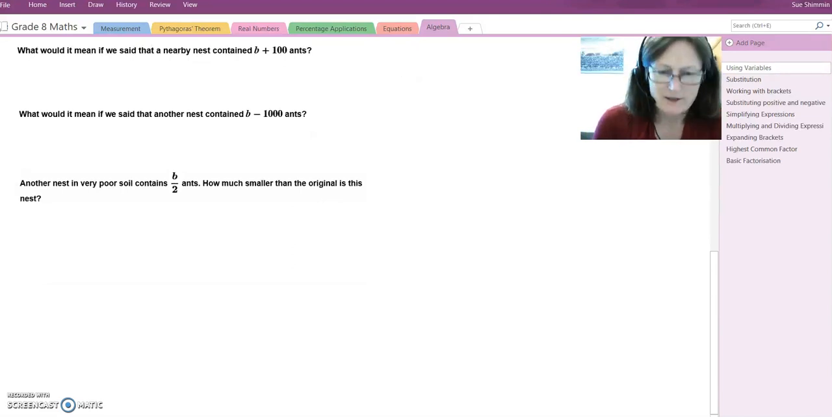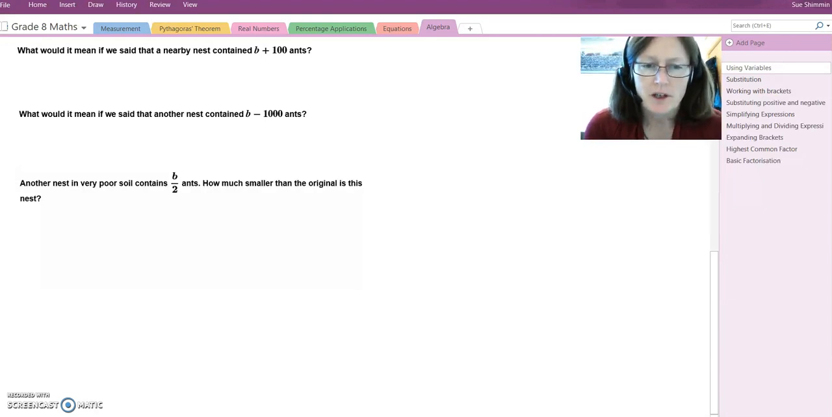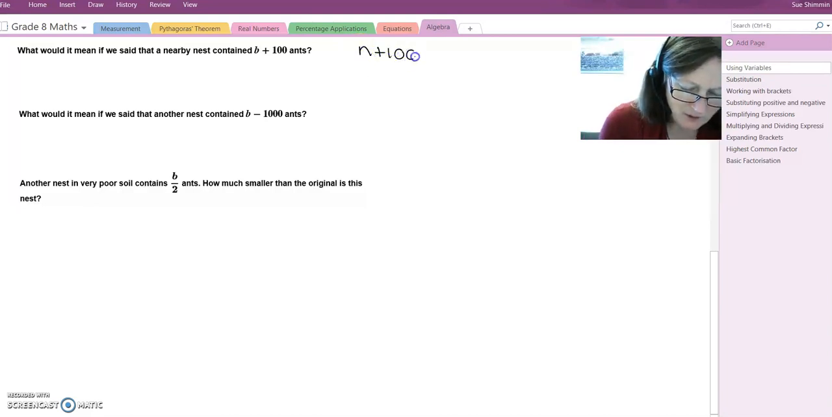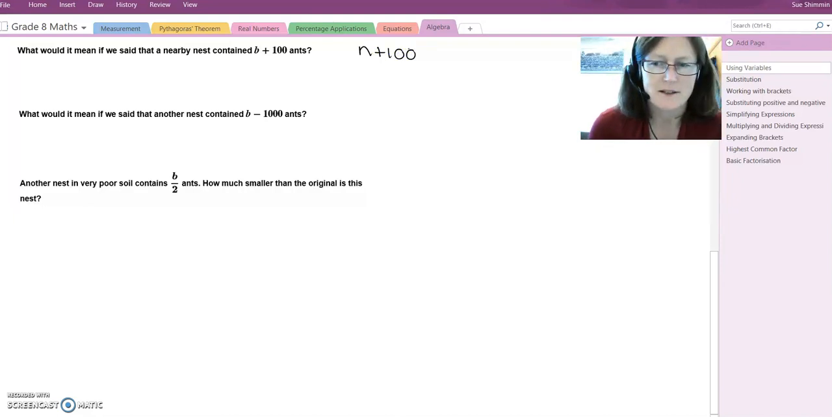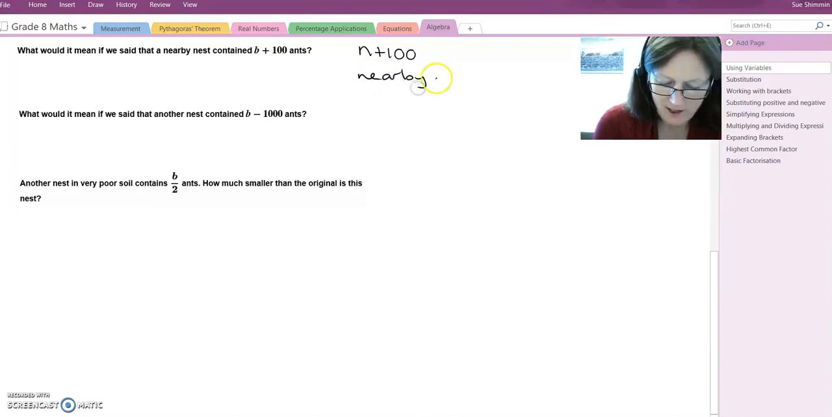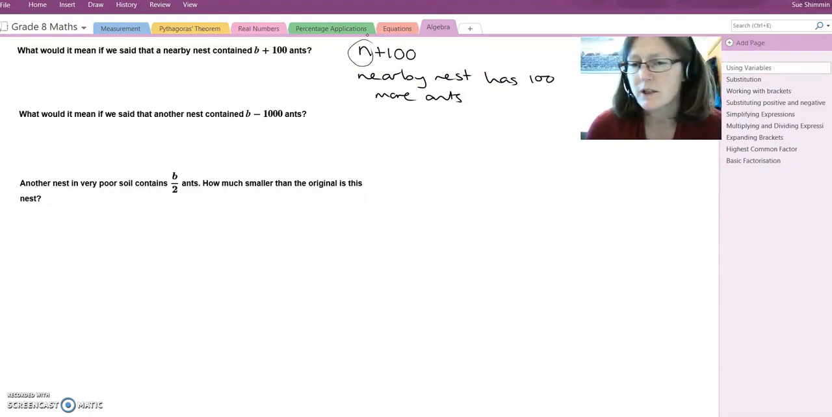In this next one, the textbook actually refers to b as that original amount of ants. I just think it makes sense to call it n for the number of ants, but they've called it b. So what would it mean if we said that a nearby nest contained b plus 100 ants? If you like, I'll change it to n plus 100. So if a nearby nest contained n plus 100 ants, that would mean that the nearby nest has 100 more ants than the other nest. That's the number of ants from our original nest, but the little nearby nest next door has 100 more, n plus 100.